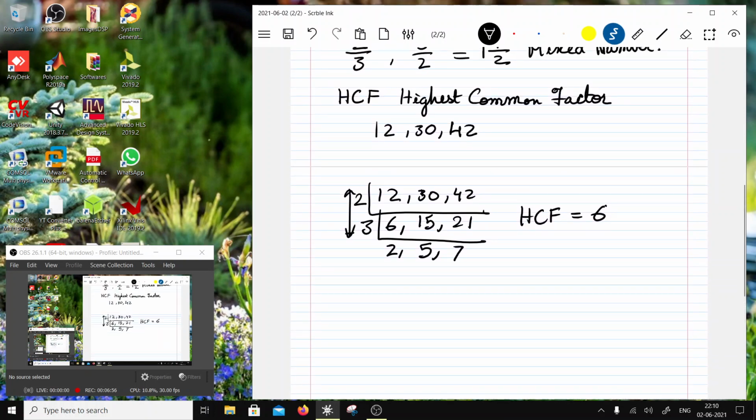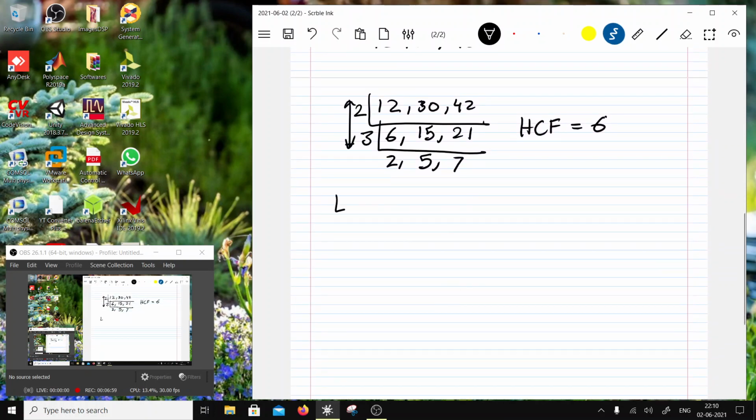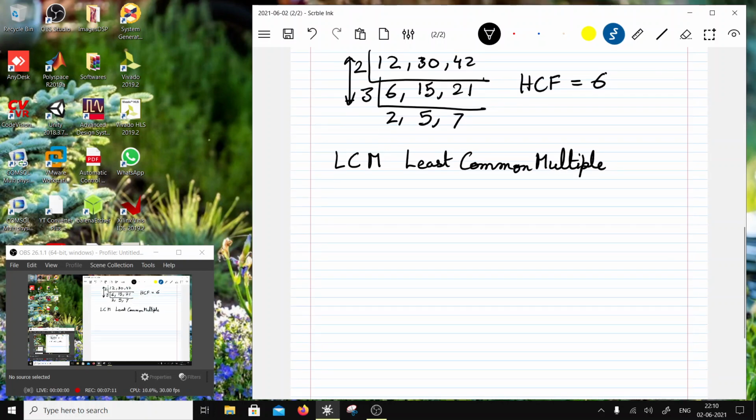And then there is another thing which is called least common multiple, or LCM. Let's say I have a set of numbers and I want to find out the least common multiple. How would I go about doing that? Let's say these three numbers are 12, 42 and let's say 90, correct?